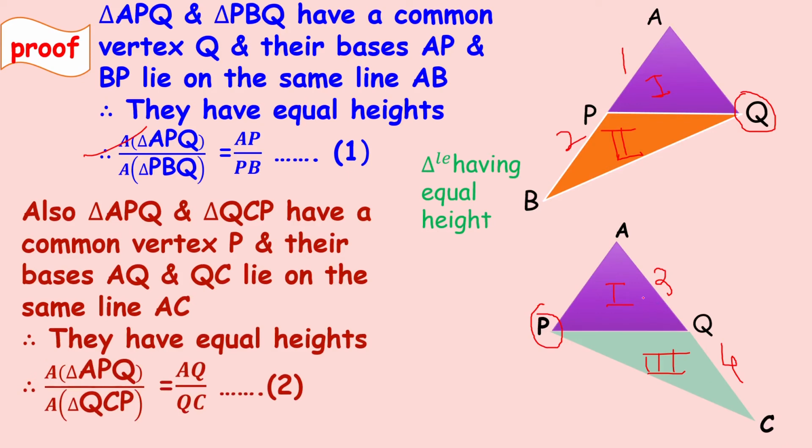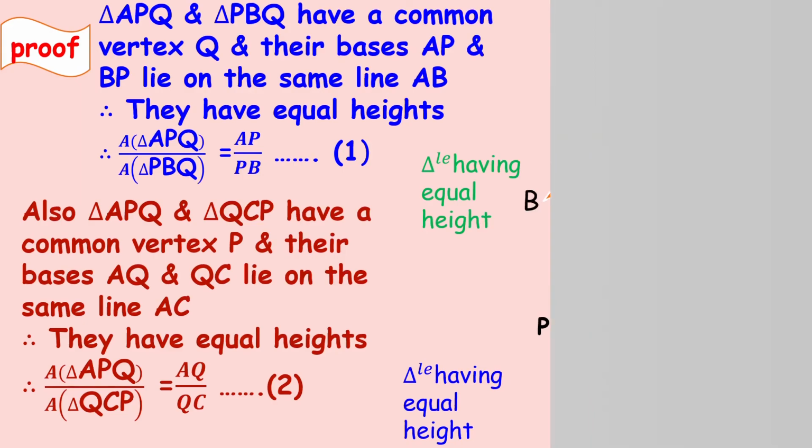Therefore, area of the first triangle upon area of the third triangle, that means area of triangle APQ upon area of triangle AQC, is equal to AQ upon QC. This is the second statement: triangles having equal height.